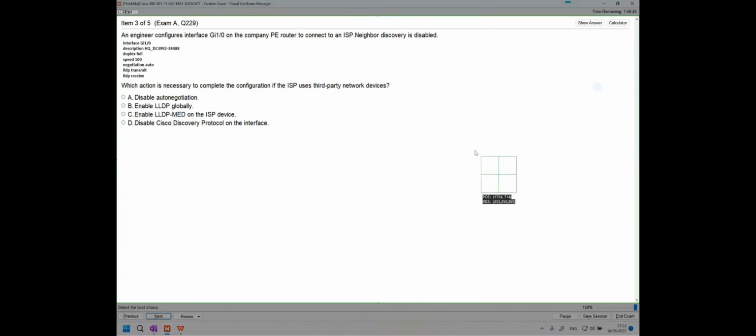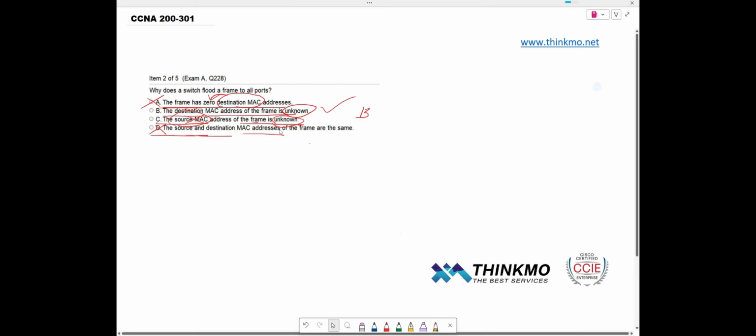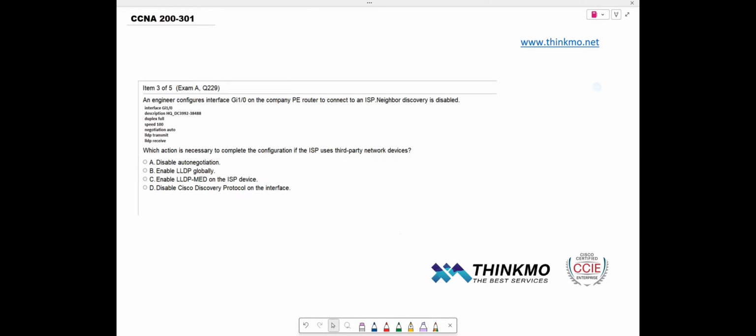Let's look at the third question. It says, when the engineer is configuring the company's P and PE routers, which interface is G0010 connected to? It's connected to the service provider, and which function is disabled? The neighbor discovery function ND was disabled. This function was turned off.